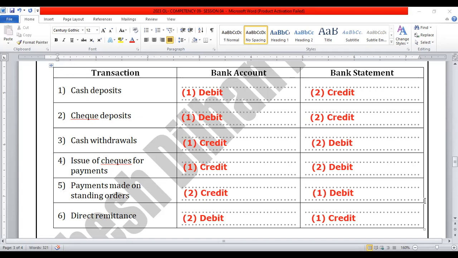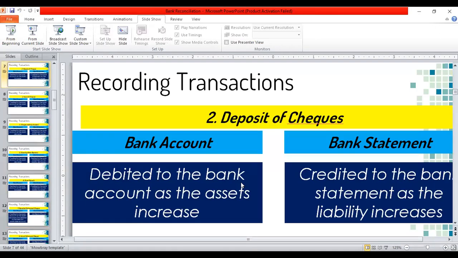Who prepares the bank account? Who prepares the bank statement? And how it records? Everything is important. Okay, everything is important. Now, let me show you the format of the bank account. මම පුතාලට පෙන්නන්නේ bank account එකේ format එක. Right?